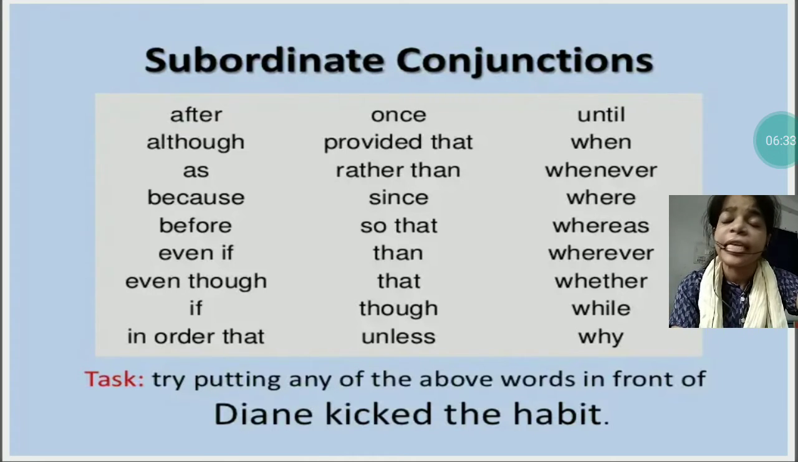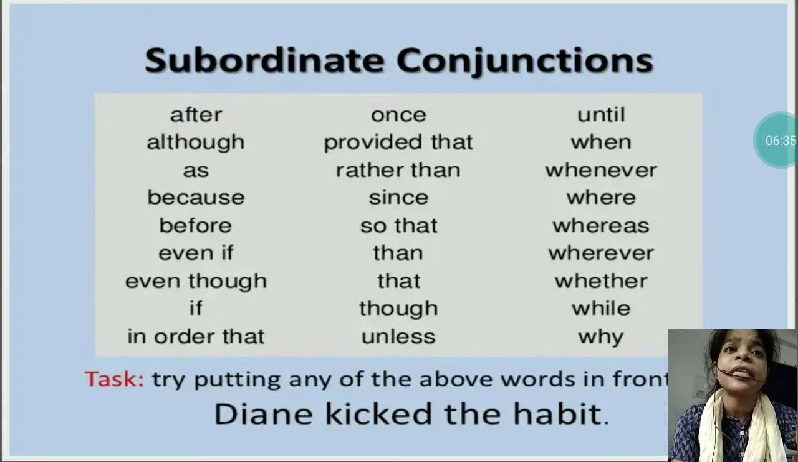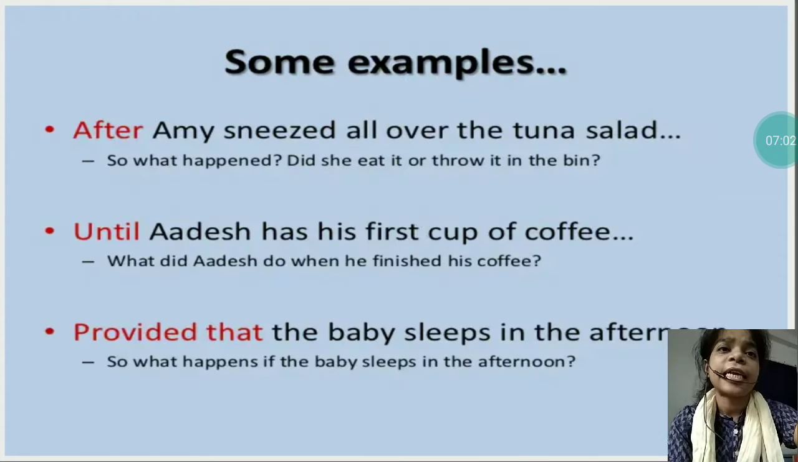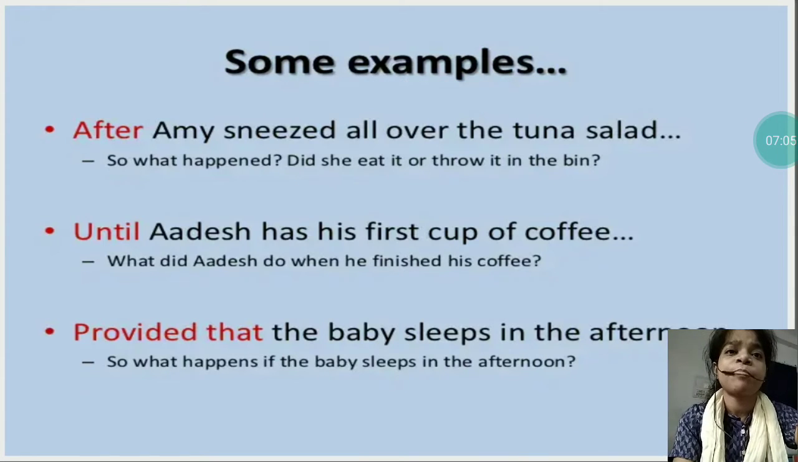Now we need something, it is incomplete, and as it needs something, it's a subordinate clause. "Danny kicked the habit" is a complete, meaningful sentence, so it is a main clause. But if we add any of the conjunctions from the box, then it will become a subordinate clause. So the first way to connect a main clause with a subordinate clause is to use any of the conjunctions. Second way, like see some examples.